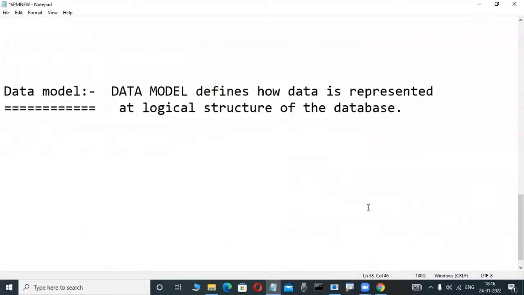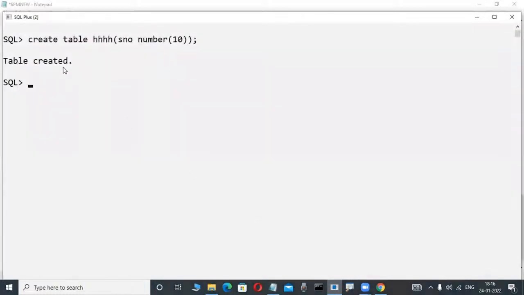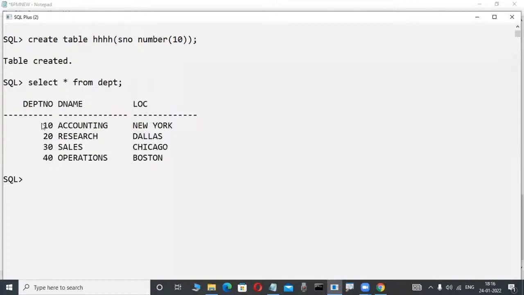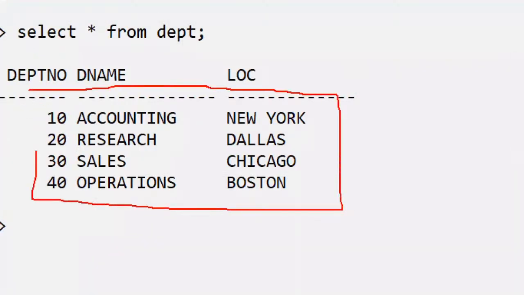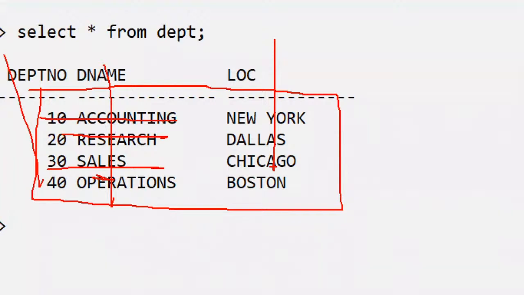Very good. Now here in this database, how is data represented? In the format of records only. But these collections of records are in matrix format. That's why, whenever there is a logical structure, data is represented in a matrix format, rows and also columns. And that's why this is a data model: how data is represented at a logical structure.